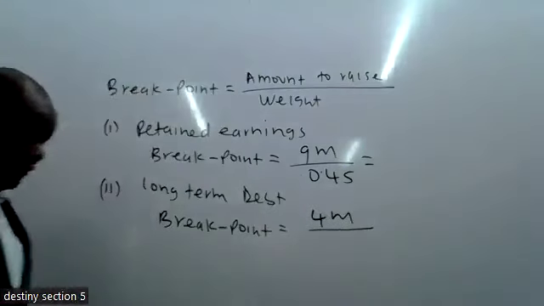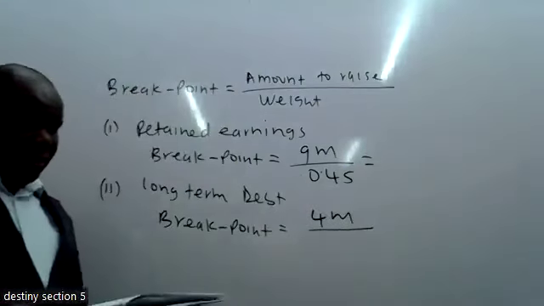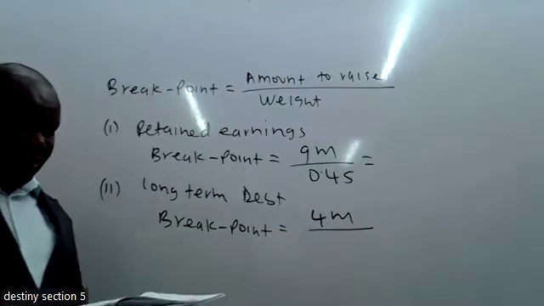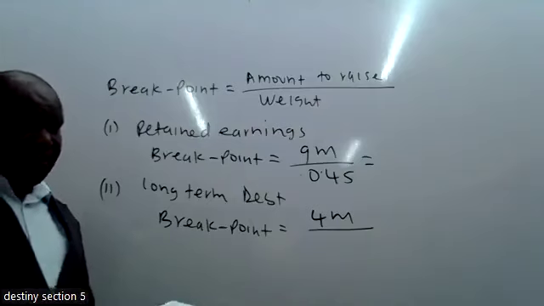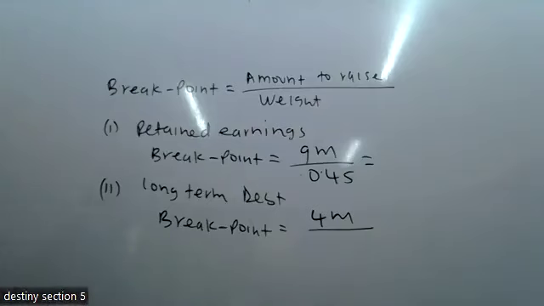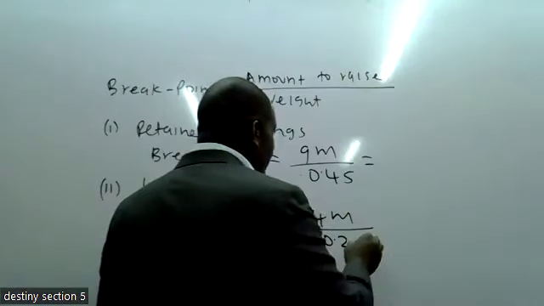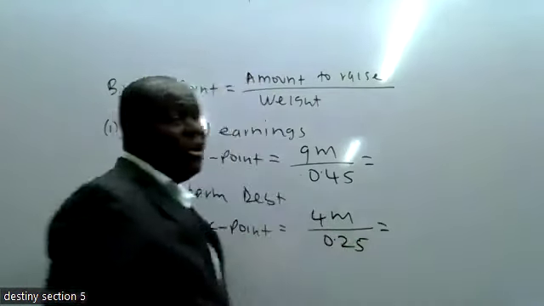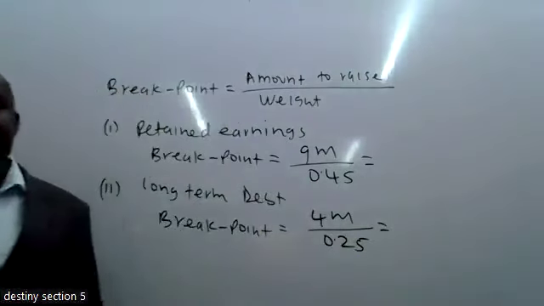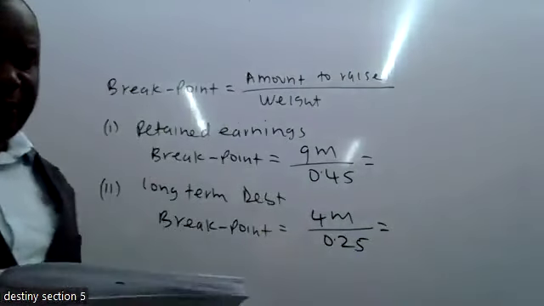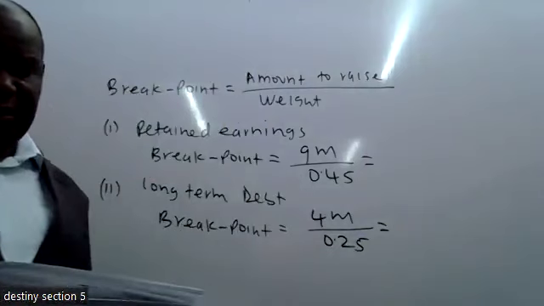We shall also divide by the proportion in the note number 6. When you go to the note number 6, the debenture capital has a weight of 25%, which is the same as 0.25.